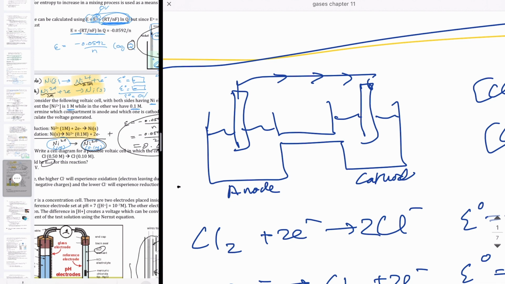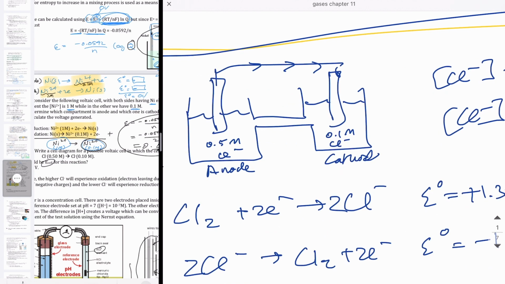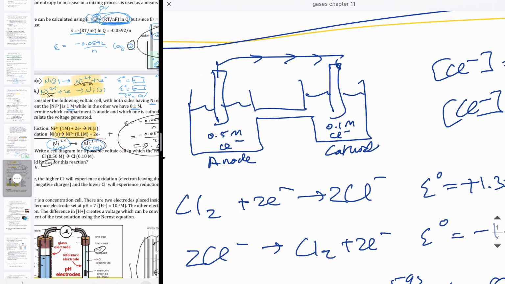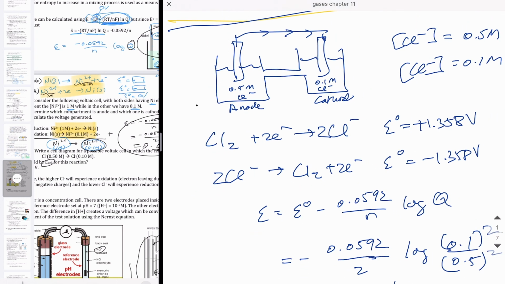Now we know that electrons avoid the negative charge and go towards the more positive side. Since we're dealing with anions in this case, this side must be the half molar chloride because it has more negative charge, which pushes the electrons out. And this side is the smaller chloride concentration, thereby less negative, allowing the electrons to go there. That's the way you want to think about it conceptually. Now that you know that's the anode and the other side is the cathode, you can use that to complete your reaction.